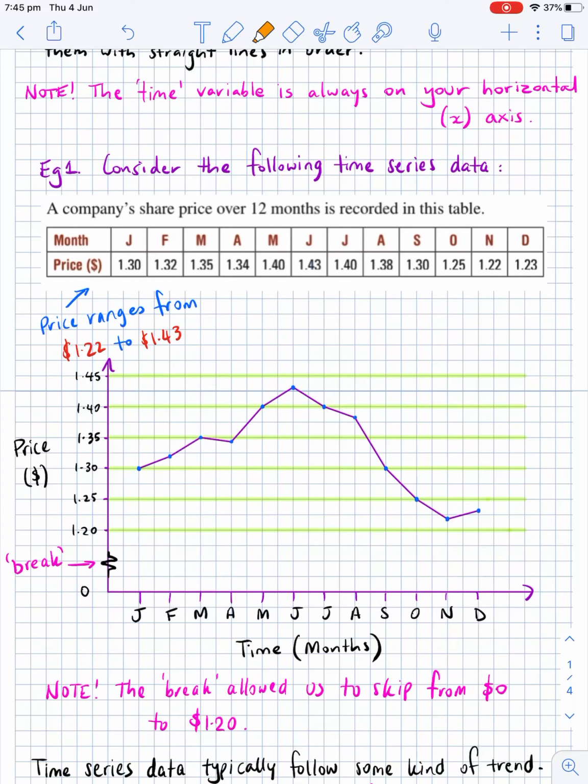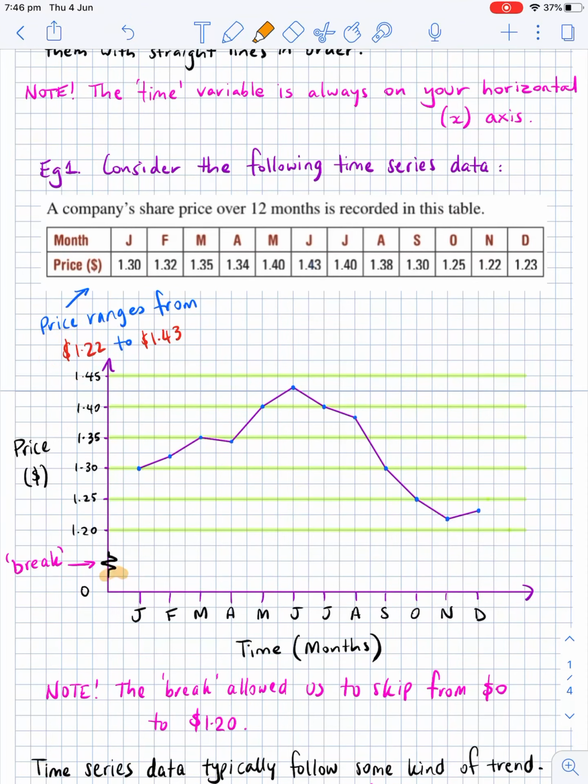It's important to get your scales correct on these axes. So make sure that you're showing all your months down the bottom. I went from January all the way to December for that whole year. And with the y-axis, this scale over here is a little bit trickier. If you look at your prices, they range from $1.22 to $1.43.